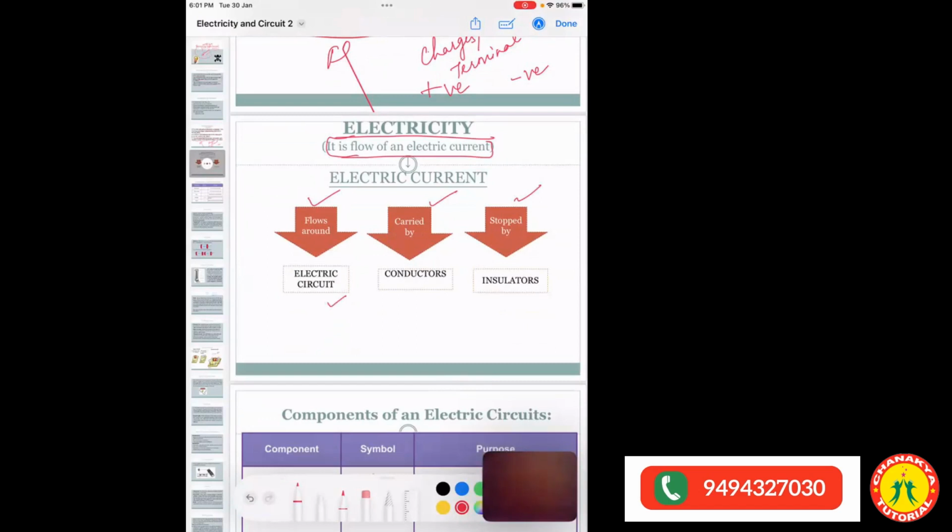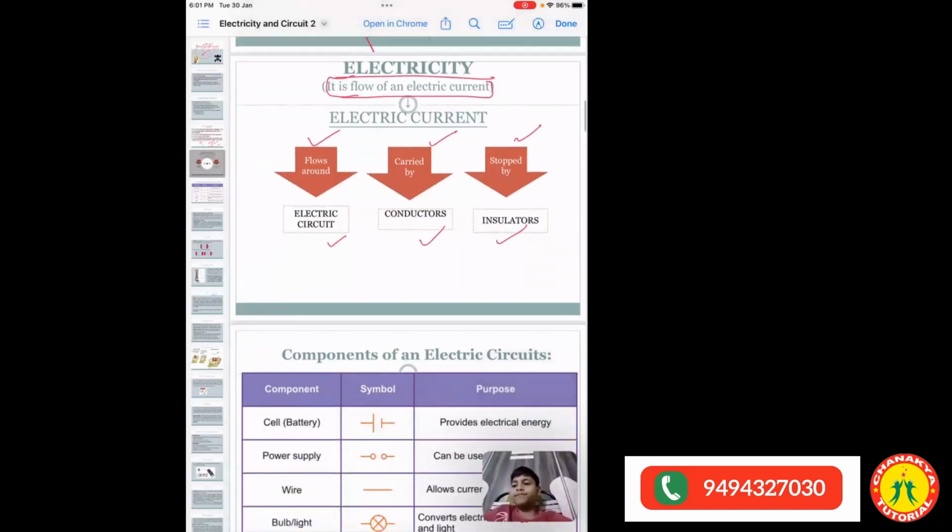How is it carried? The electric current is carried by the conductor. And who can stop it? The insulators. Because insulators will not allow any electricity to pass. That's the reason it will be stopped by the insulators.